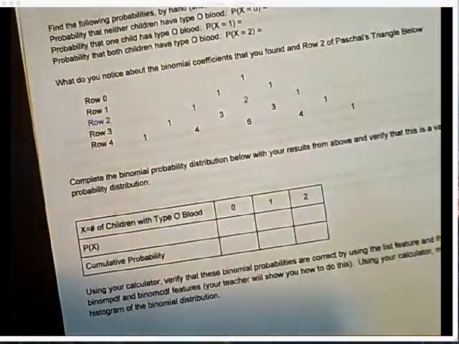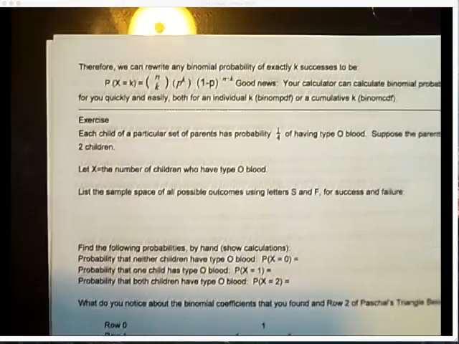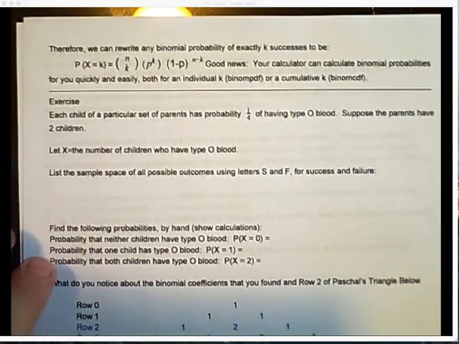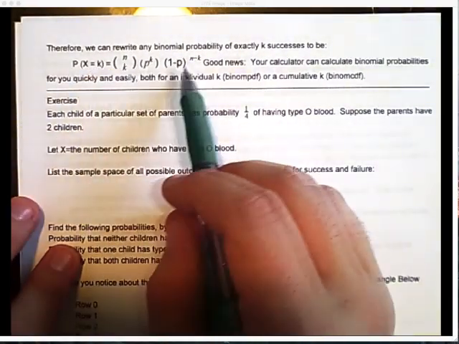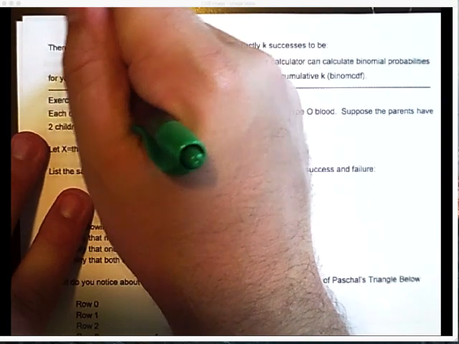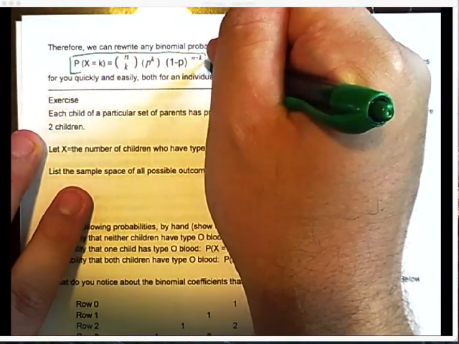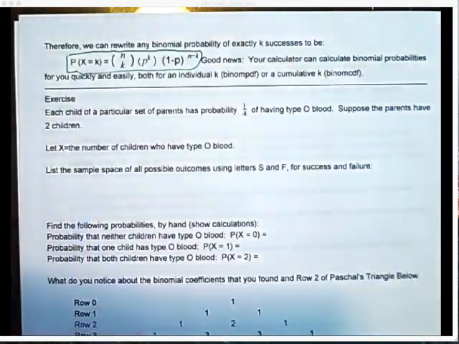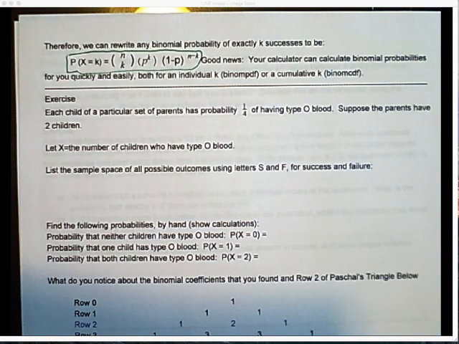So if I put that new notation in here, here is the formula for any binomial variable. It's a really nasty formula, but the calculator is going to do it for us. But we will do one by hand. So here's the exercise. It says each child of a particular set of parents has a probability of 1/4 of having type O blood. Suppose the parents have 2 children.